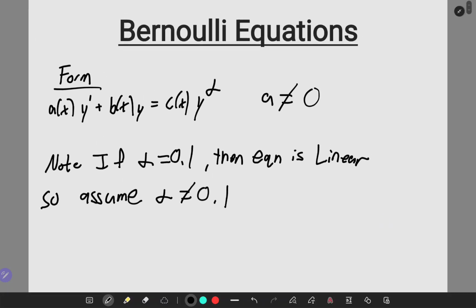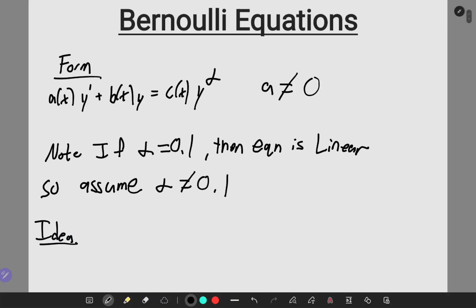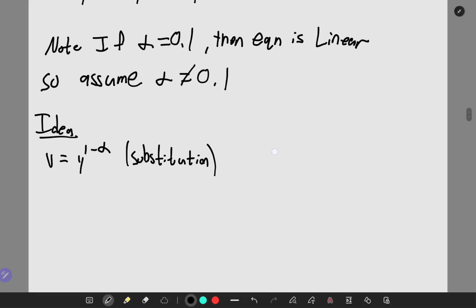So the key idea of a Bernoulli equation is to introduce a substitution where v is equal to y to the 1 minus alpha. And this allows us to transform the equation into a linear equation. So this is a substitution. T-I-O-N. Okay, so let's look at example 1.